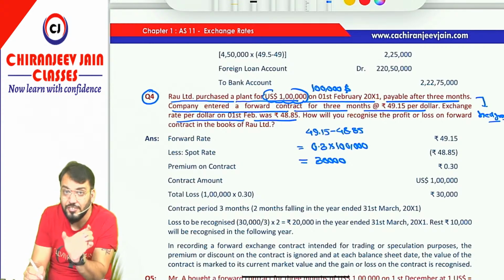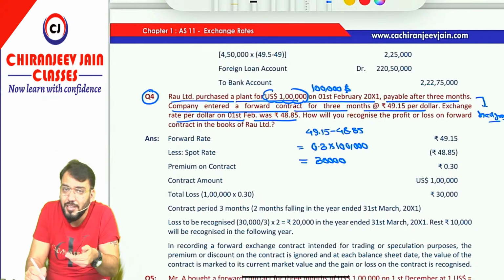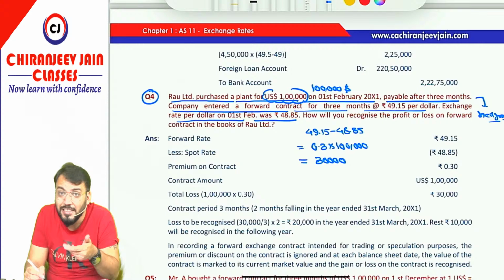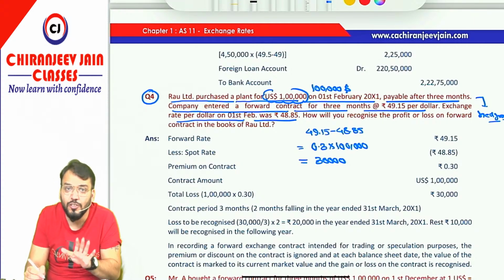It means in any case the loss cannot be more than this. So the loss is fixed. In simple words, we have taken an insurance policy to hedge the risk, and now we need to pay this much premium. Whatever may be the loss, we need to pay this much premium.